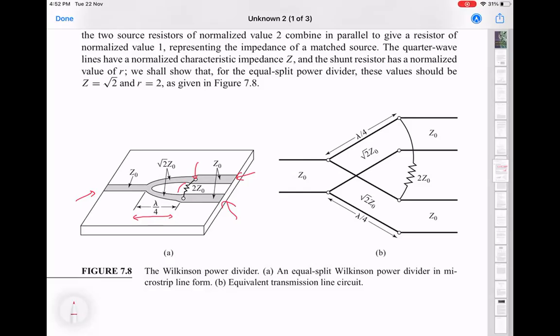When I was talking about the hidden fourth port, this is what I meant. This 2 Z0 resistor, which is internal to the thing, is like the hidden fourth port. Why do I call it a port? Or why am I equating it to a port?